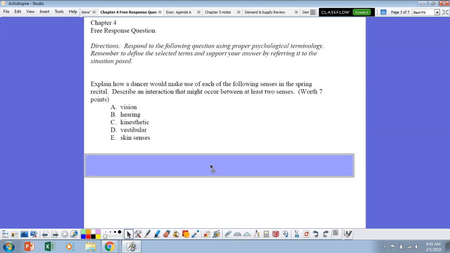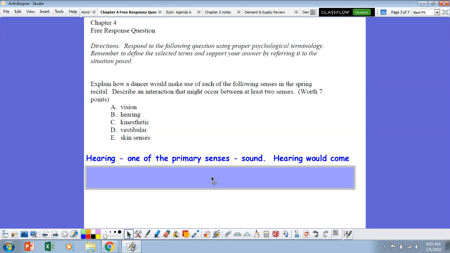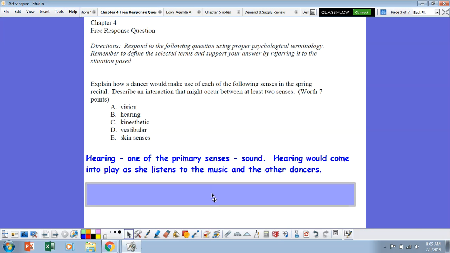As far as hearing, hearing is, again, one of the primary senses. We're talking about sound. And hearing would come into play when we talk about listening to the music and also listening probably to the other dancers that are around her. And it could be the sound of the movement.